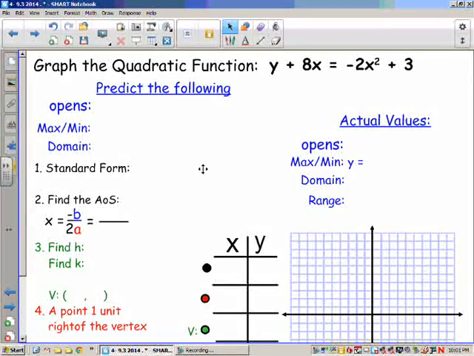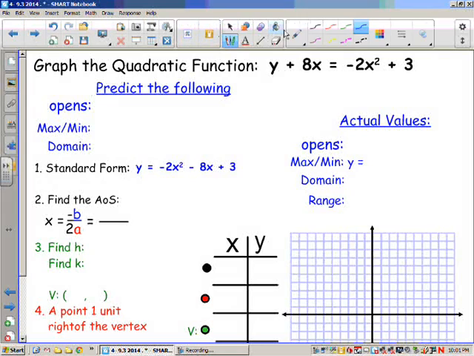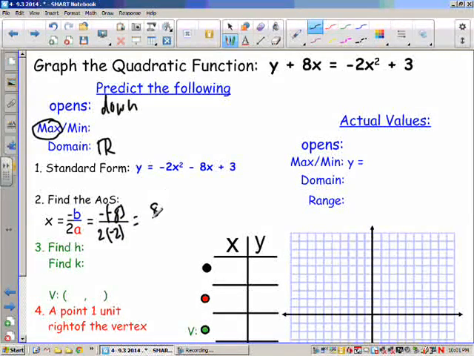Okay, in this case I have to subtract the 8 over the 8x, and from this information then we can guess that this thing with an A that's negative should open down, making a maximum at the vertex and the domain all reals. So if I plug in my negative 8 over 2 times negative 2, I get 8 over negative 4, which is negative 2.